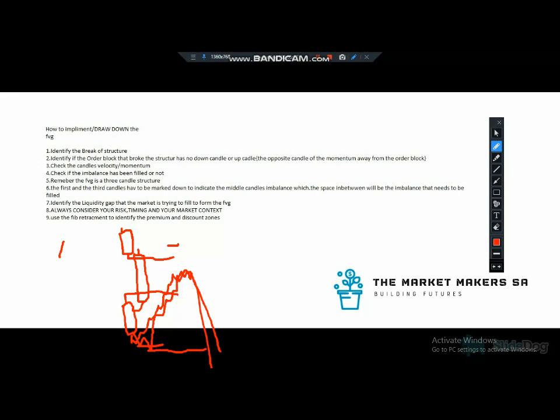And of course, your market context. You can't just sell a fair value gap in a bullish trend. That is dumb. You need to make sure that it's aligned with your market context. So you need to understand your direction before you can trade it.